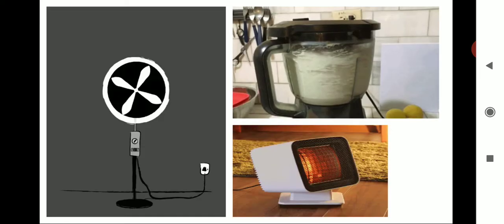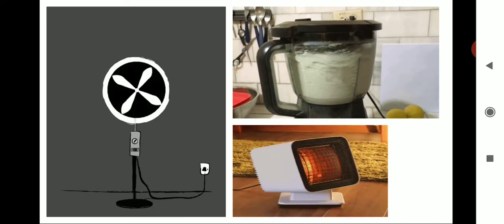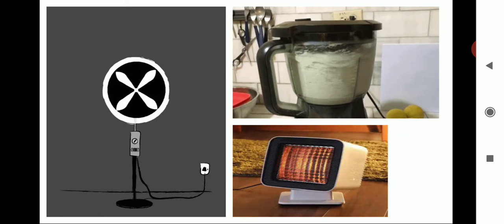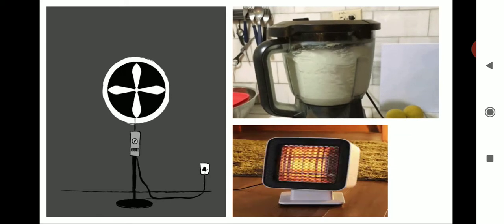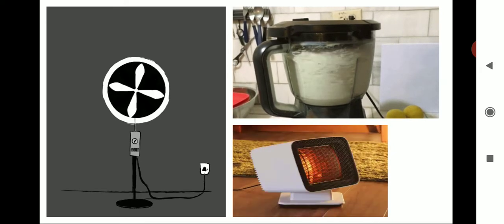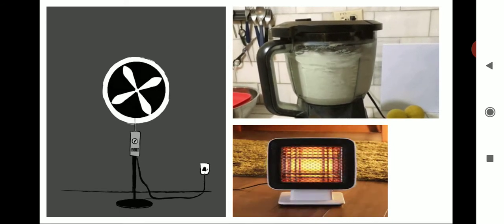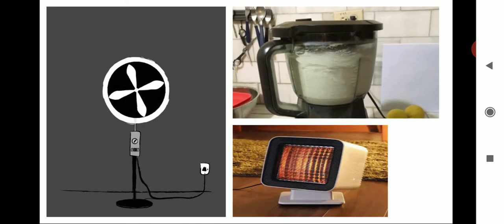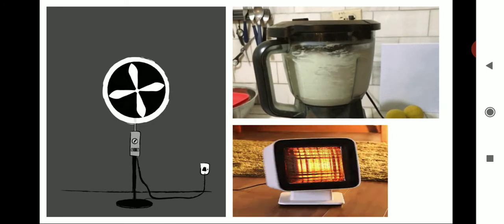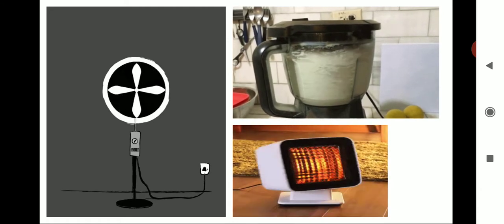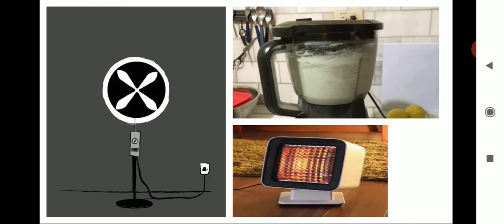So we will start the lesson with a small introduction. Okay, see students, this picture tells about the working of electrical gadgets, right? You see blades of a fan that rotate, then the blades of a mixer, and finally the electric heater. So do you think about the working of all these gadgets? How do they work?